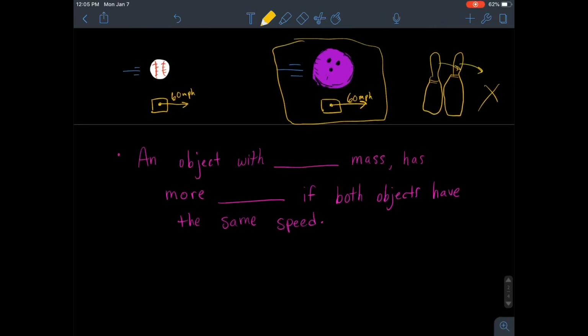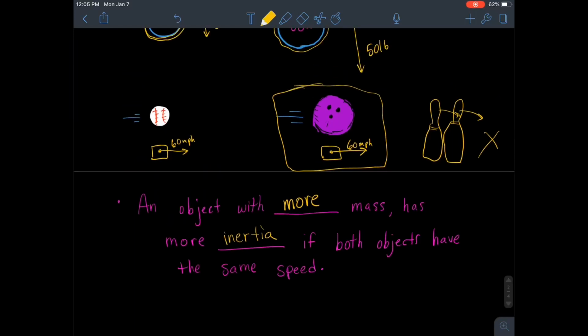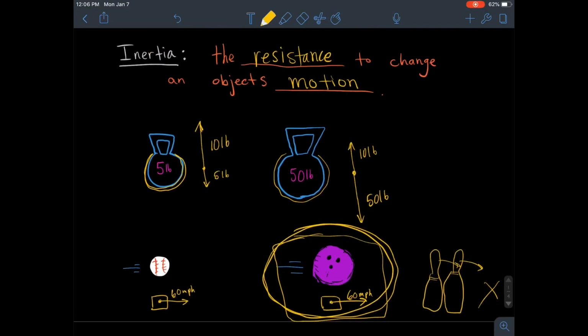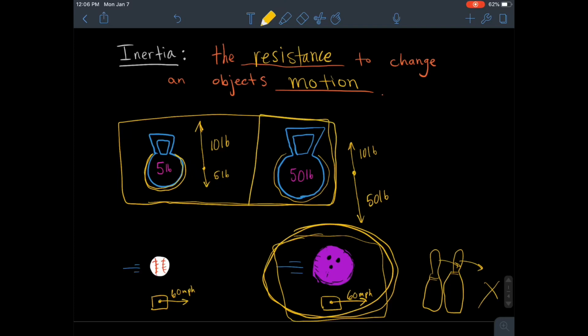So what that means then is an object with more mass has more inertia if both objects have the same speed. Here the bowling ball has more inertia because it weighs more, but it's going the same speed as the baseball, so that's why it has more inertia. For the kettlebells, these are going the same speed. Neither of them are moving, so their speed is 0, so the one with more mass has more inertia.